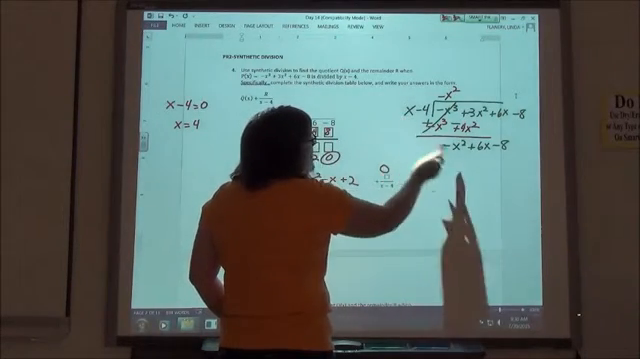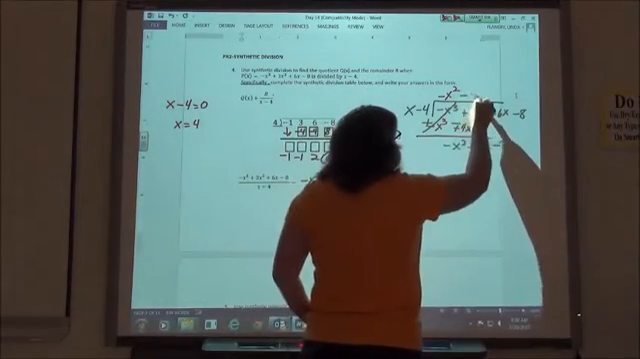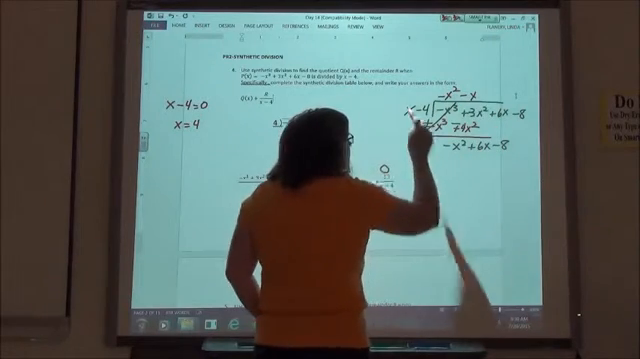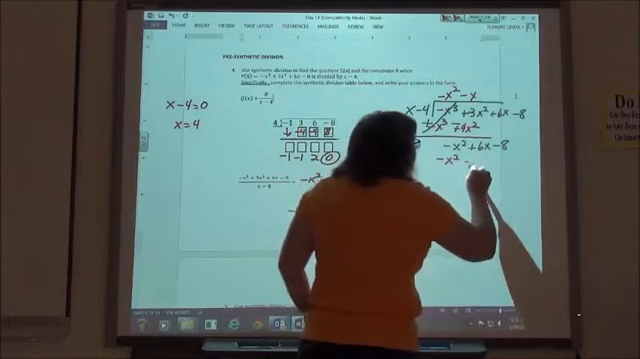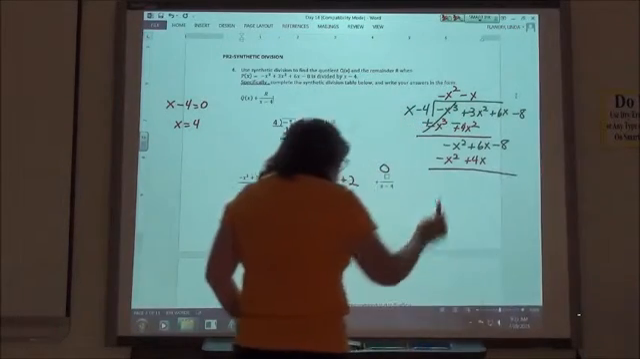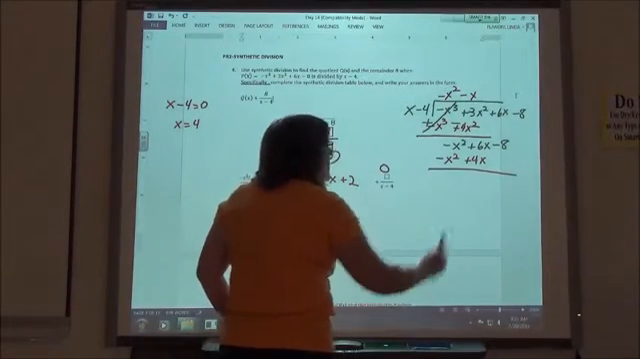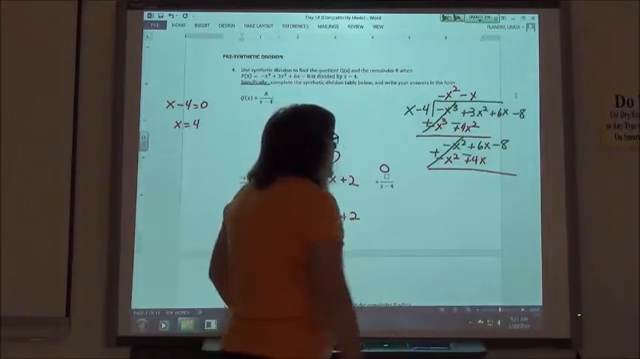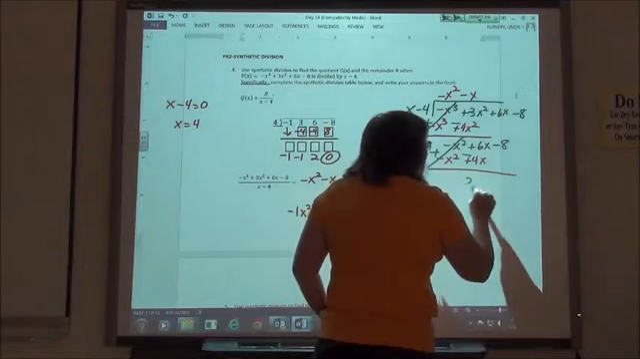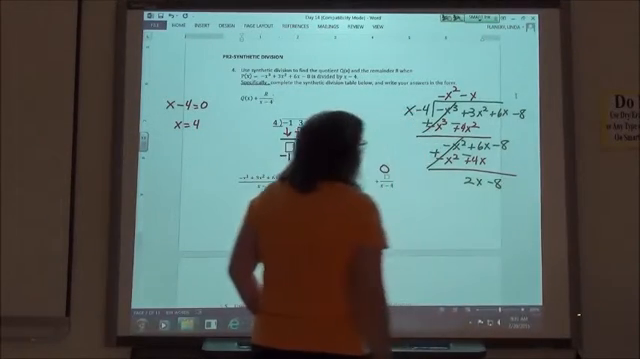What times x gives me a negative x squared? I'd need a negative x. Negative x times x is negative x squared. Negative x times negative 4, positive 4x. But then I have to subtract. This becomes positive, this becomes negative. I cancel out my leading term. 6x minus 4x is 2x minus 8 then.